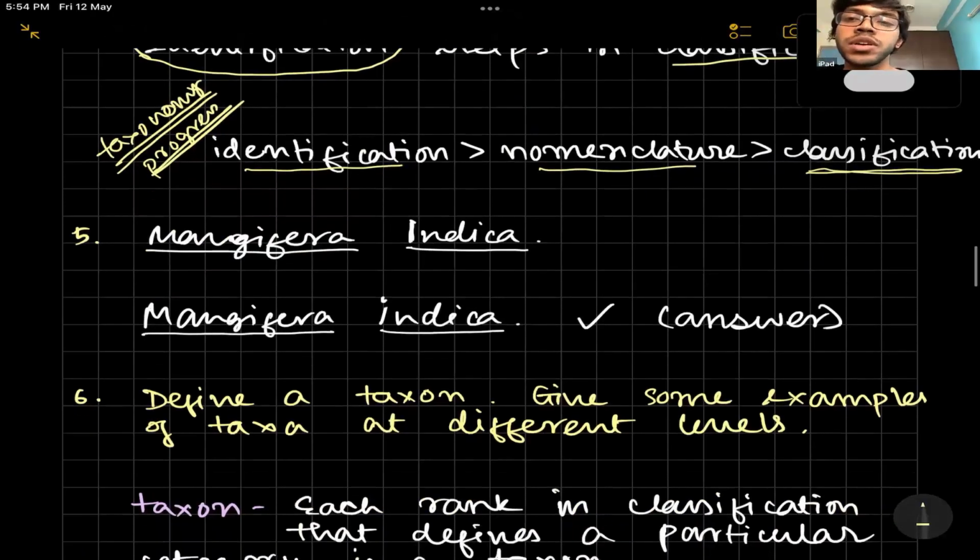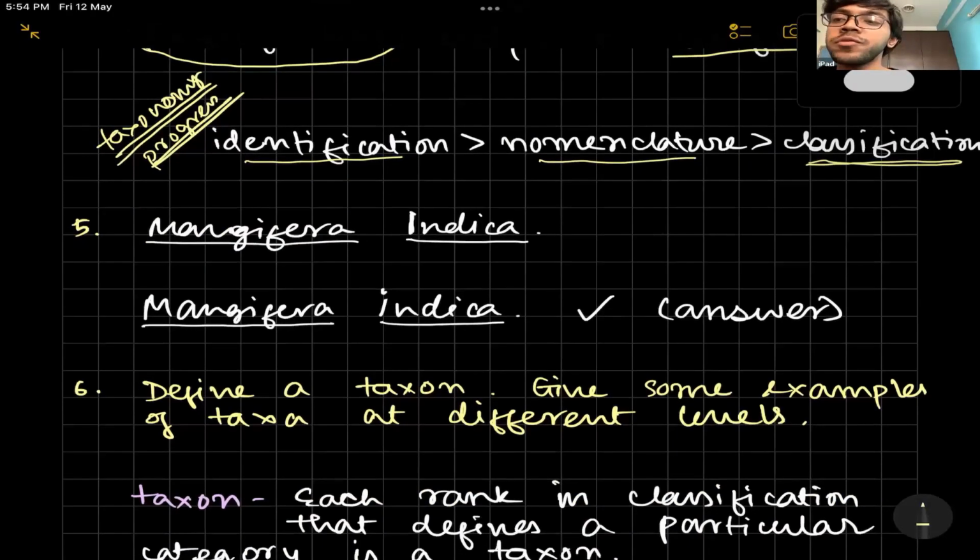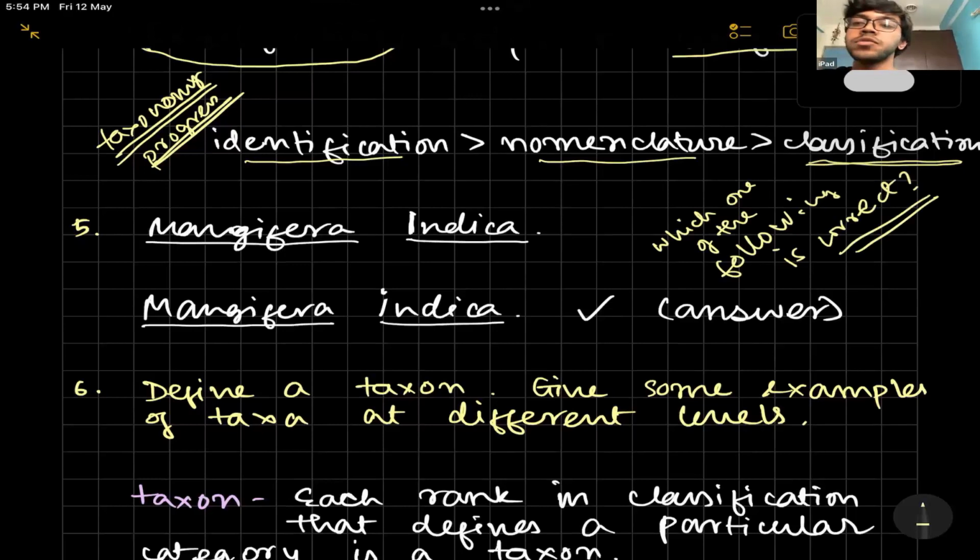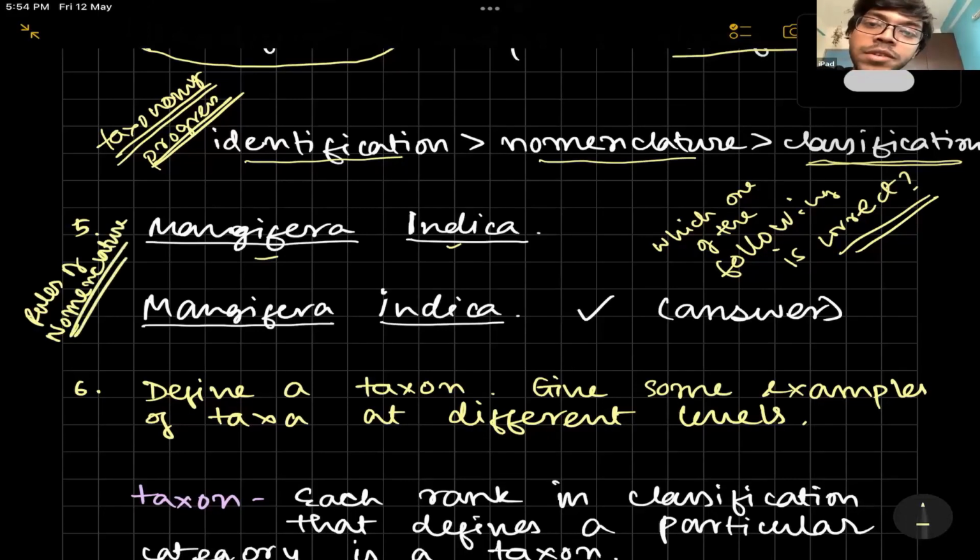Now the fifth question was, which one of the following is the correct nomenclature? The first option is Mangifera indica, and the second option is also Mangifera indica. But what is the difference? This question is actually based on the rules of nomenclature, which are very, very important. You have to study it for NEET. You can read the NCERT for this. They have given all the rules. You have to memorize them by heart for NEET. So now let's try to solve the question.